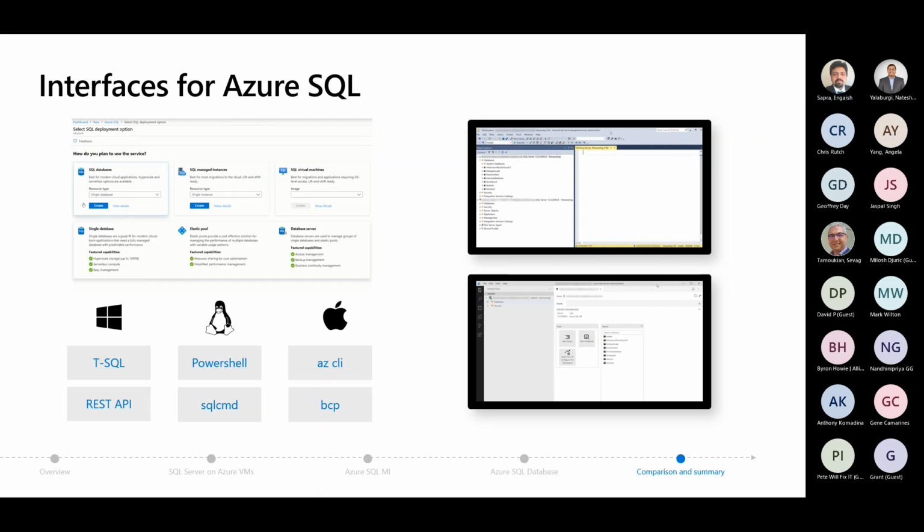So all of these are supported not just on Windows, but also on macOS and Linux clients. And we all know SQL Server on Linux is also in the market. So there is nothing like Microsoft doesn't work on Linux systems, right? So we don't have to worry about that too.